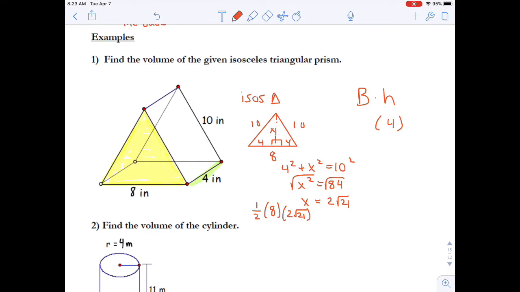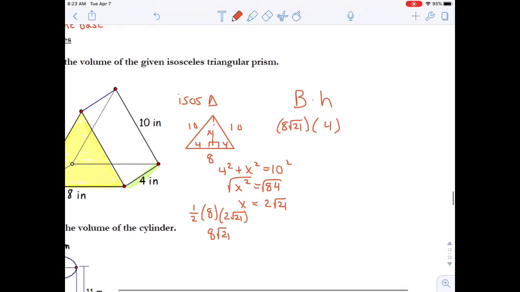Okay, so 1/2 times 8 times 2 root 21. That gives me 8 root 21. Okay, back up to the top. That in the end gives us 32 root 21. And this is inches, and it's inches cubed because we're talking about volume.